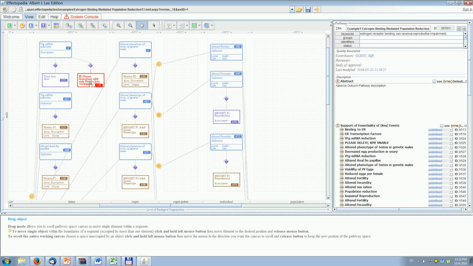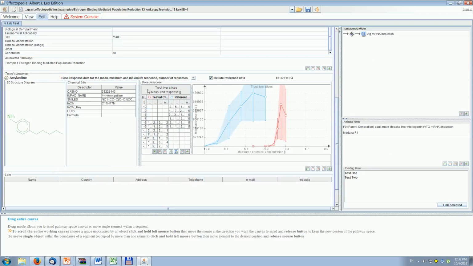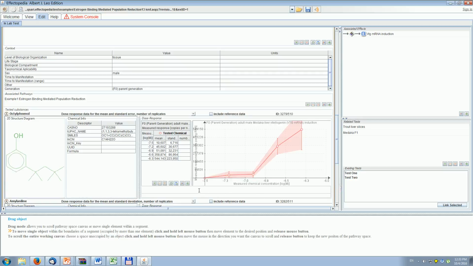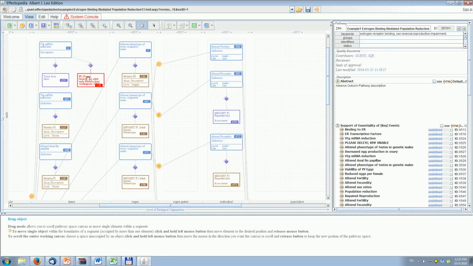So this is the parent generation test, and you can see that those are the trout liver slices results for aminoaniline chemical, and here are the results for the actylphenol. But one thing that we have to note is that the chemical, in this case actylphenol, was actually supplied in the water, and the measured messenger RNA induction was a result of this in vivo experiment.